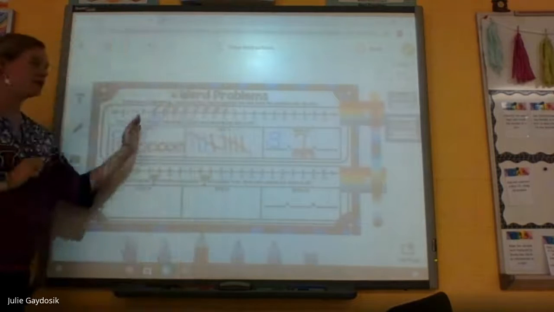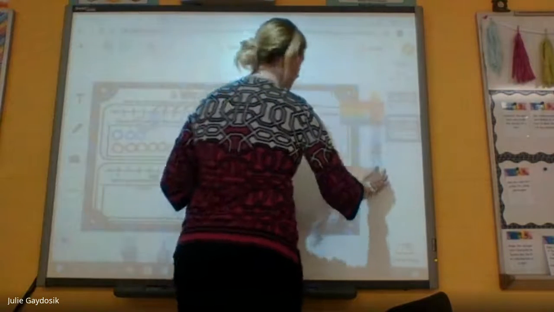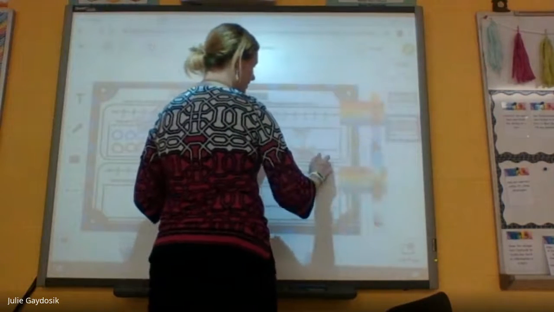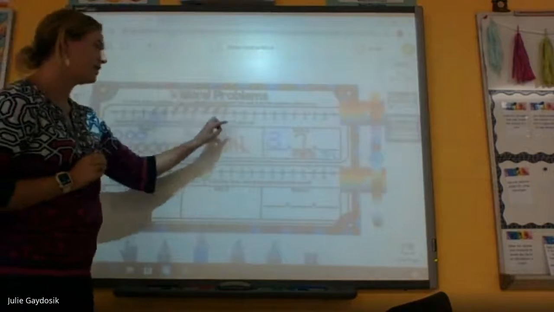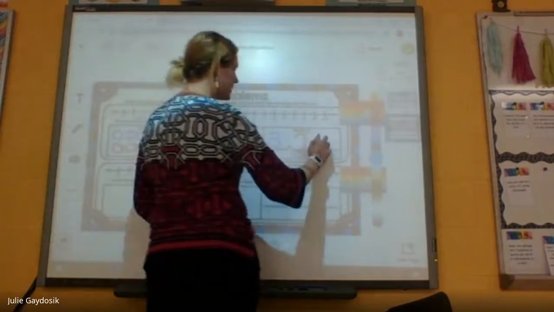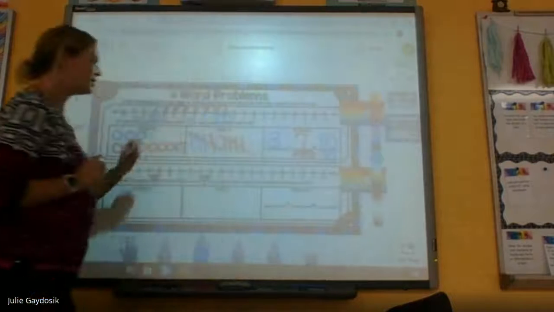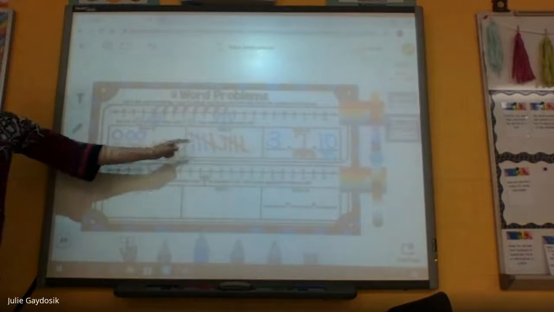So remember, I'm not hopping to 7, because if I was hopping to 7, I'd be going to this number right here. I'm not hopping to 7. I'm hopping 7 to see where I get to. So as you can see right here, I get to the number 10. So 3 plus 7 should equal 10, but let's double check by looking at our drawing and our tally marks.